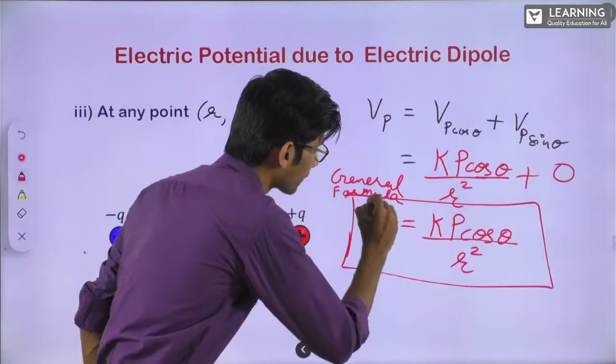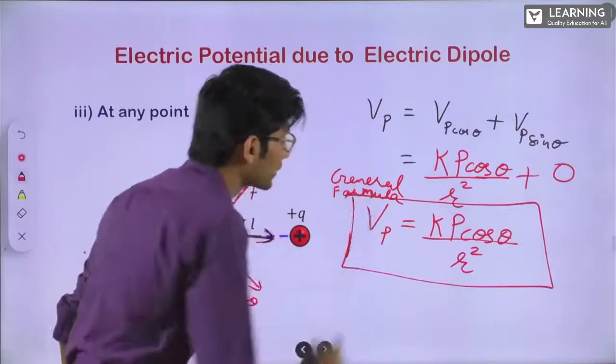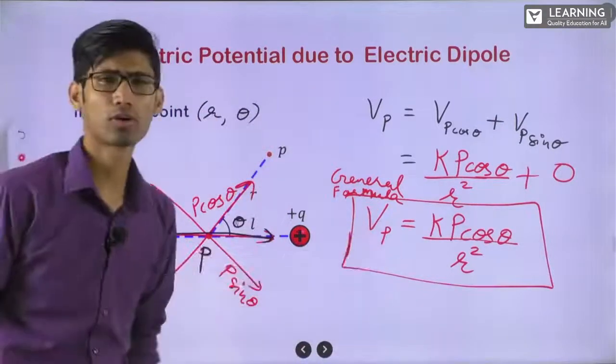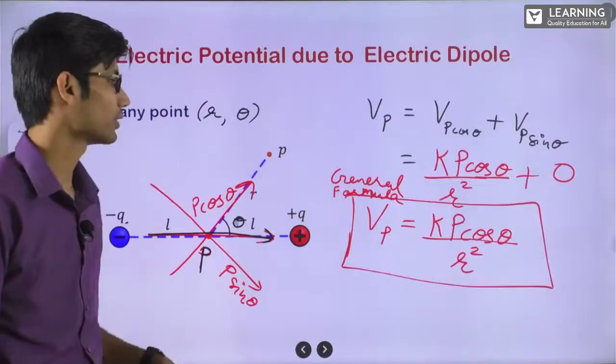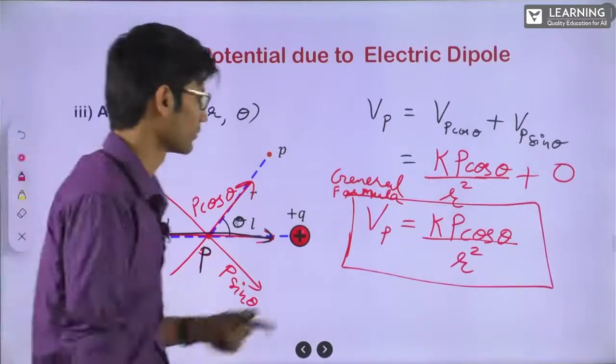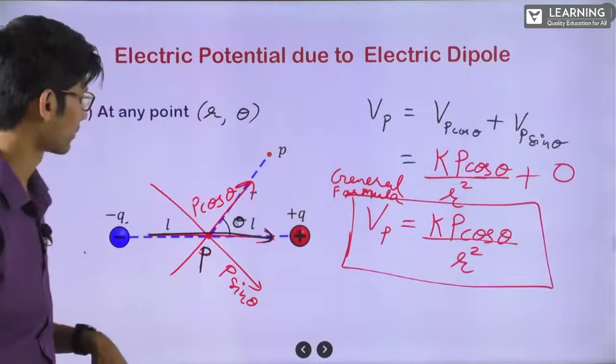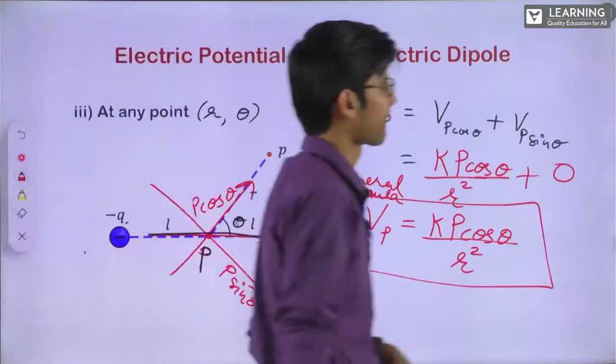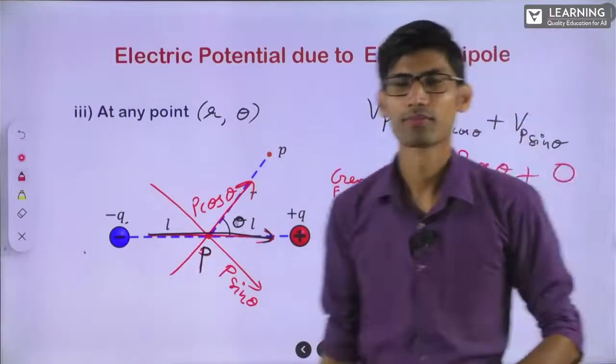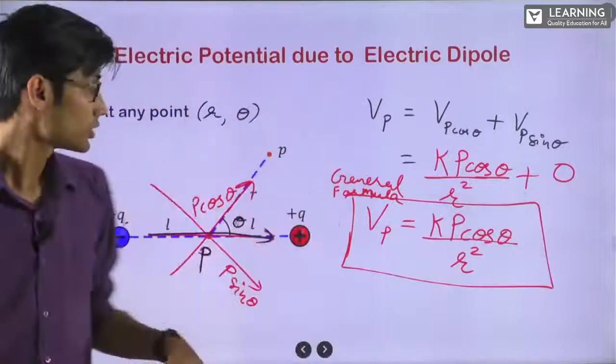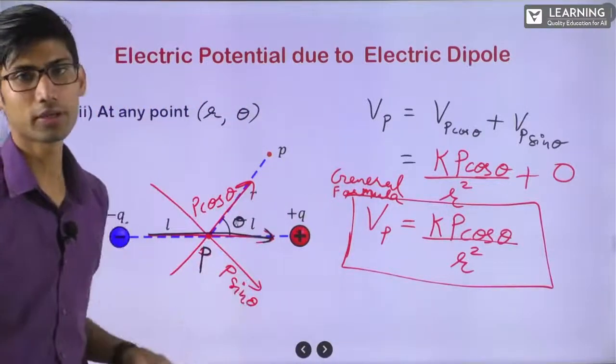For boards, only at the axis and perpendicular they will ask. This is for competition, some extra thing. All right? Note it down. Got it?